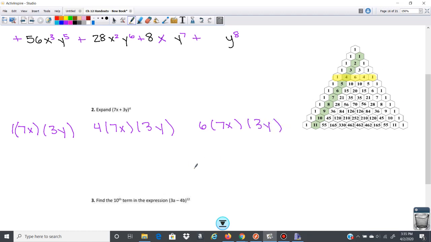Then I have a 4. So we'll come down here, we'll do a 4, a 7x, and a 3y, and then a 1.